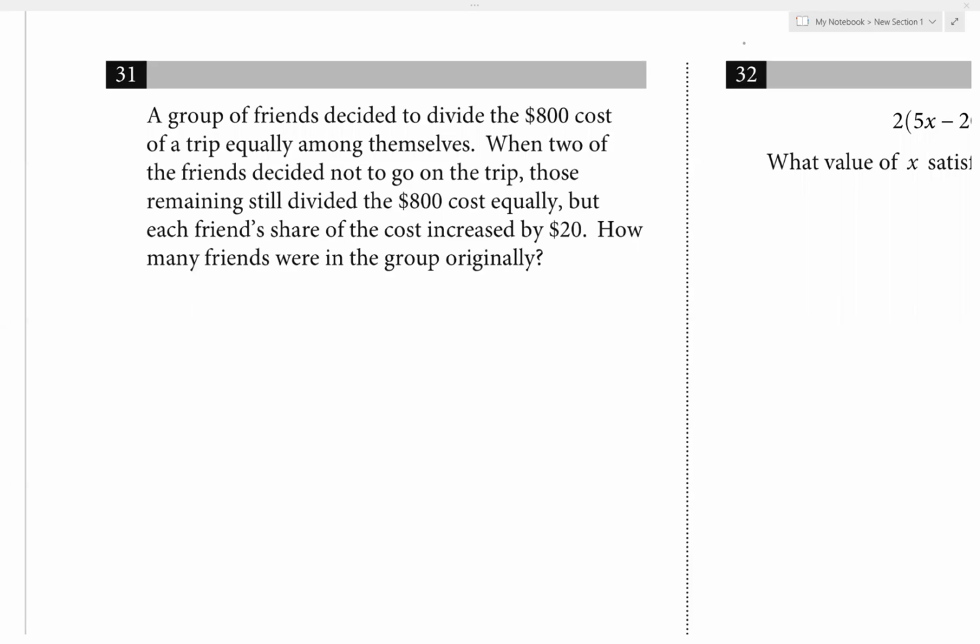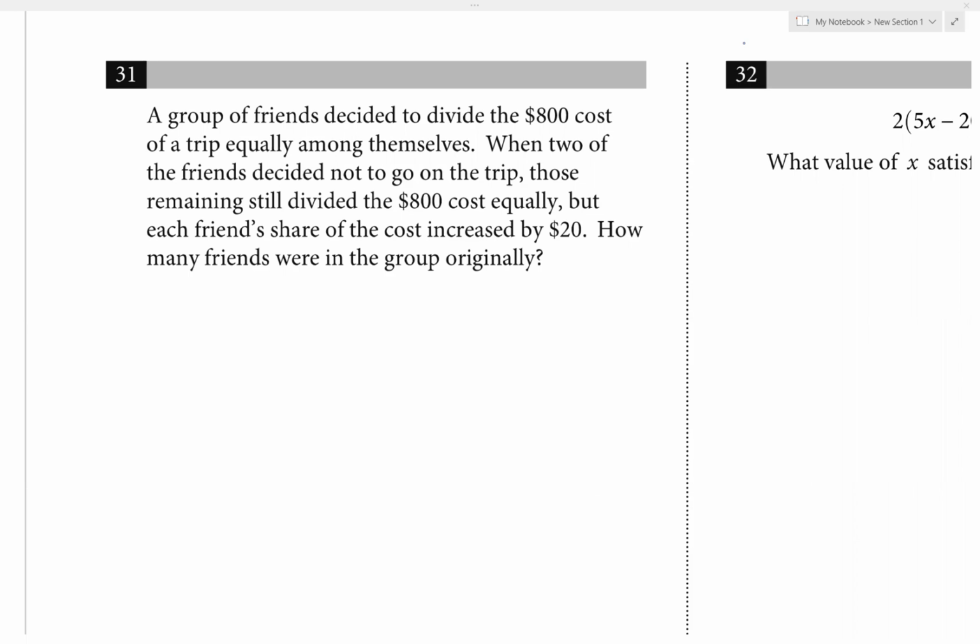All right, number 31. A group of friends decided to divide the $800 costs of a trip equally among themselves. When two of the friends decided not to go on the trip, those remaining still divide the $800 costs equally, but each friend's share of the cost increased by $20. How many friends were in the group originally?